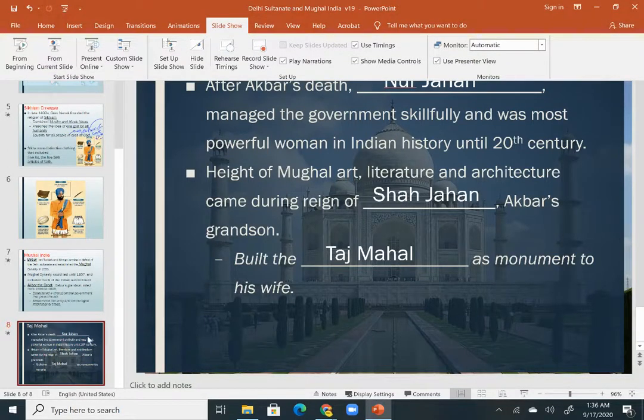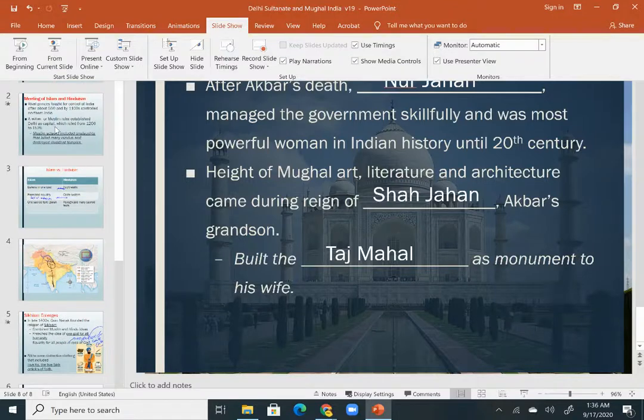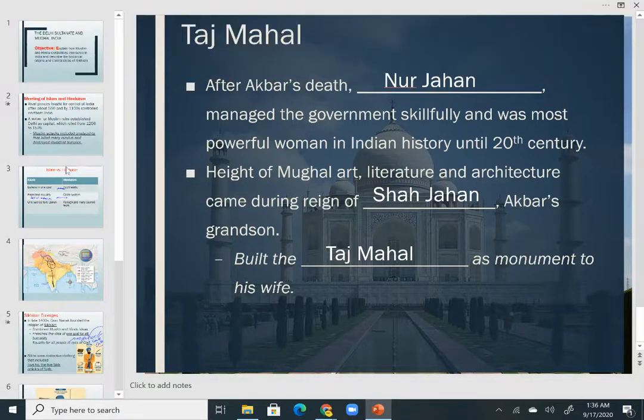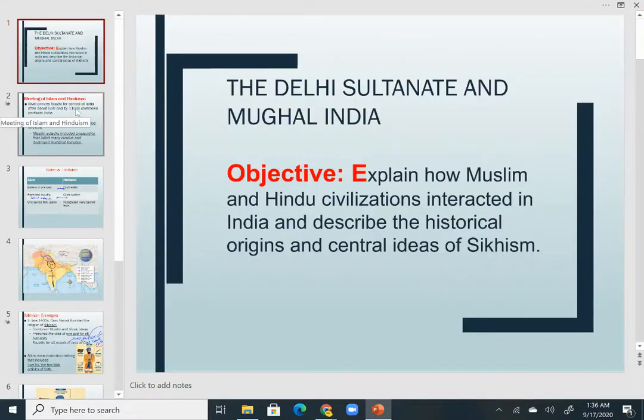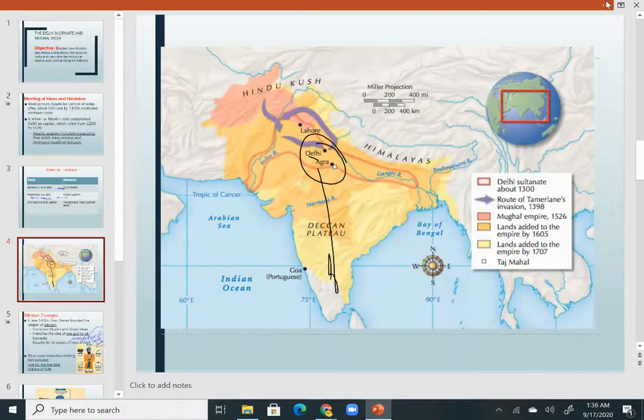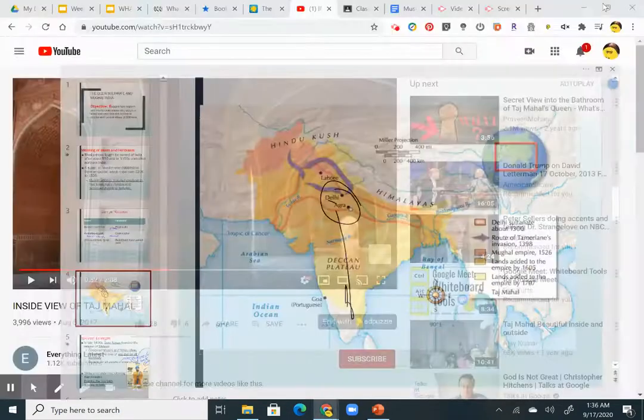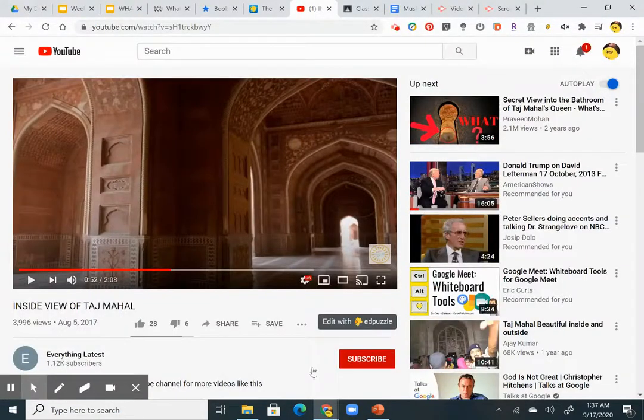So that in short covers a little bit of the explanation for how the Muslims and the Hindus come to have an intersection, so to speak, in the Indian subcontinent during the 1500s to the 1800s.